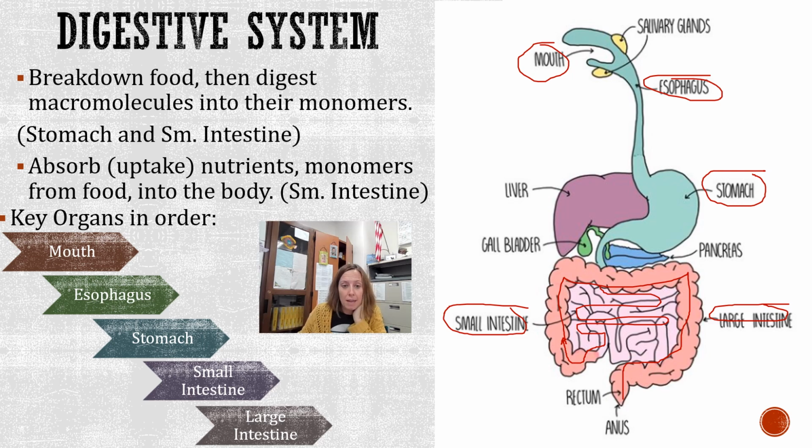These other organs we have here that are listed, let me highlight them. This one, the liver, the gallbladder, and the pancreas. These are accessory organs. The food never touches them. They're going to provide all of our enzymes and our hormones so that we can break down all of the nutrients here.